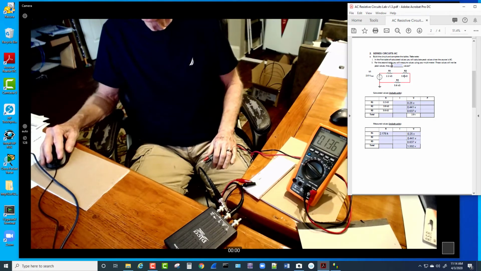So it kind of goes to this question up here. What did you actually measure? You didn't measure peak voltage, right?